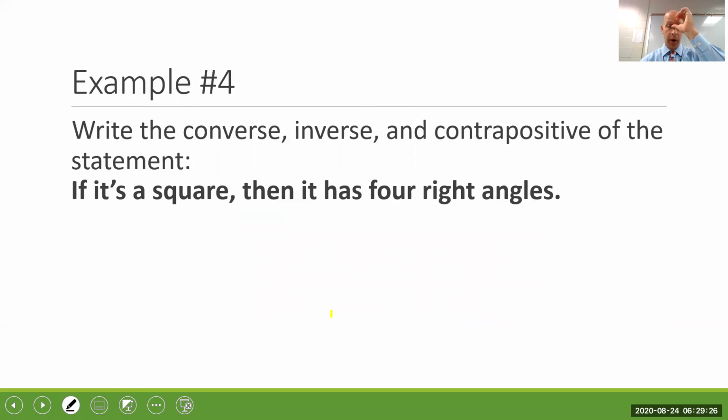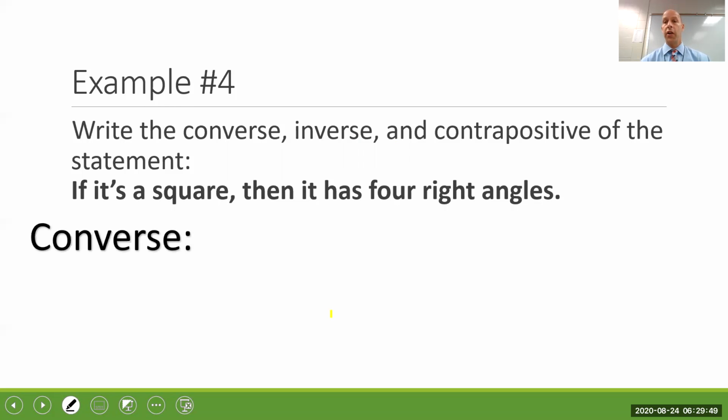Okay, so now this example here, I'm not going to write these by hand. I've already typed these in to kind of speed the process up. It says write the converse, inverse, and contrapositive of the following statement. It says if it's a square, then it has 4 right angles. Would you guys agree that if it's a square, it has 4 right angles? So what would the converse of this statement be?